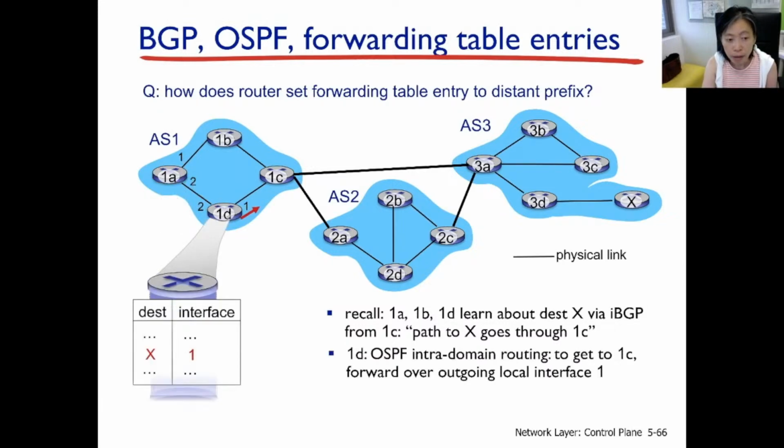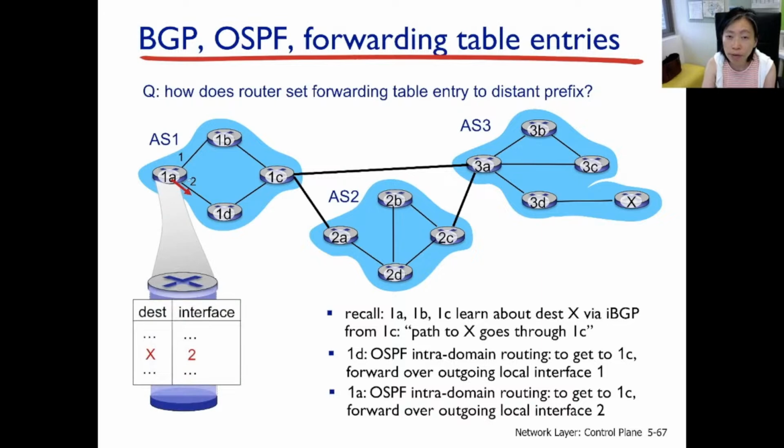Now, 1D has discovered there is a path to destination X that is going through 1C. That is what 1D knows so far. To add an entry into the forwarding table for X, 1D needs to know exactly which interface, is it 1 or 2, that leads to 1C. How would 1D know that? Well, call the intra-AS routing. Let's say it's OSPF. OSPF is going to tell us, if the destination is 1C, what is the link along the shortest path to 1C. That happens to be 1, so we will fill this entry here, interface column being 1.